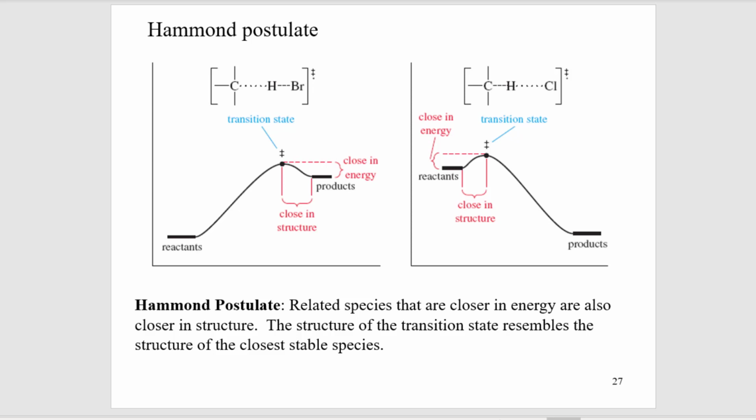If we look at the products for the example on the left, notice that it is very close to the transition state. So the products are very close in structure to the transition state. In the example on the right, you'll see that the reactants are closer to the transition state energy. And so the reactants resemble the transition state more in the case on the right-hand side. Okay?